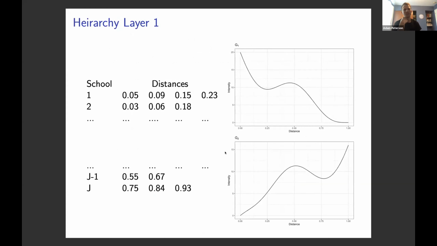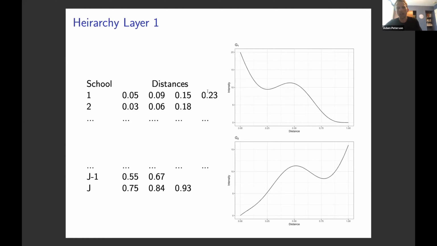Here's a picture of what this looks like, matching the data structure to our intensity functions. So what your data structure looks like is some number of schools, right? Here's an index, 1, 2 through capital J, let's say. And we've got some number of distances that we observe to fast food restaurants around each of these schools, right? So the first fast food restaurant is 0.05, let's say, miles away from the first school. And then there are 4 total fast food restaurants within some buffer, let's say a mile, and so on and so forth.